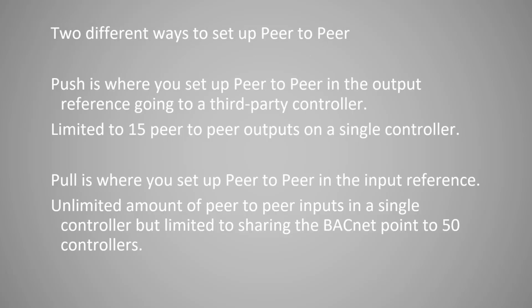Peer-to-peer, you could do two different ways. There's a push method where you set up peer-to-peer on the outbound reference, so you're pushing the information from the controller that has the information to the controller that needs the information. Or there's a pull method. The pull is where you have the controller that needs the information, and it's pulling the information out of the controller that has the information. The difference is, in JCI, the push method, you're limited to 15 peer-to-peer outputs on a single controller, where the pull method you're limited to 50. So you could do a lot more with the pull method.